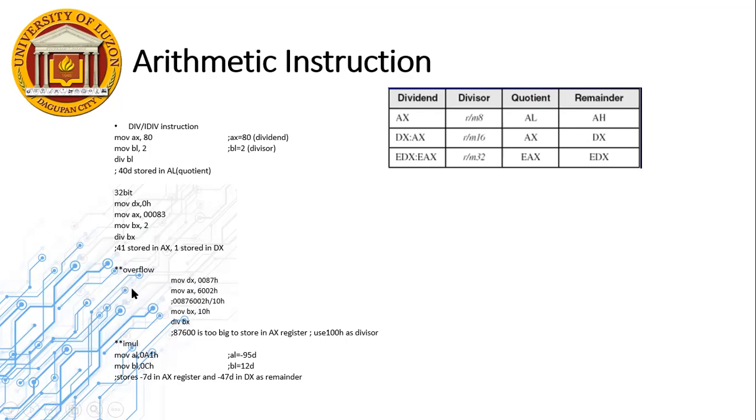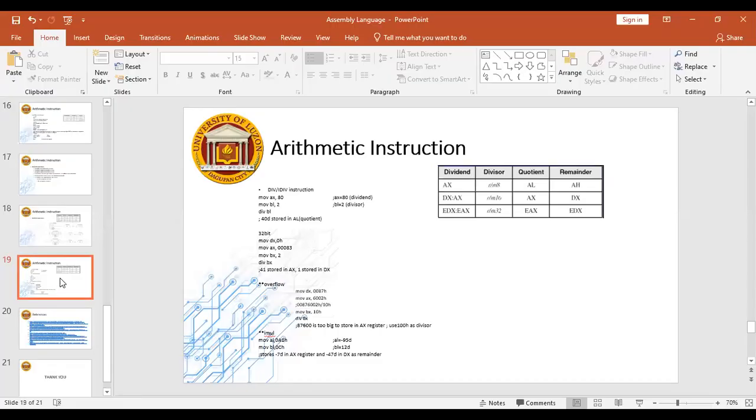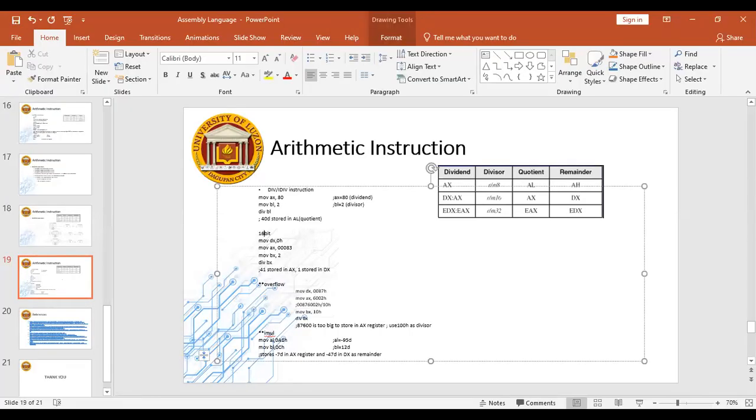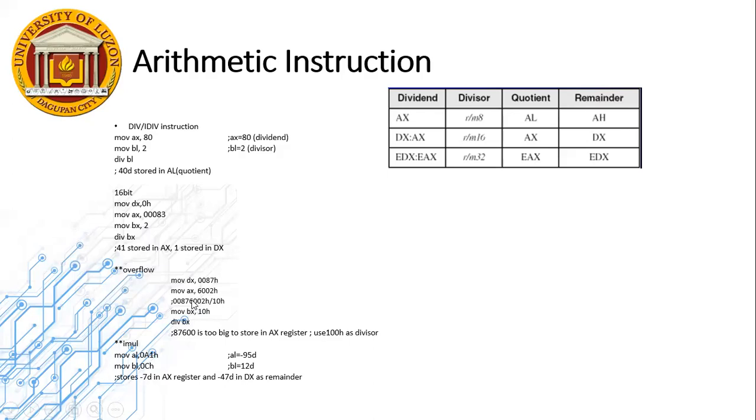Okay. So this is not a 32-bit. Just a sec. Let me just change. This is a 16-bit example because we have used DX and AX registry. So our overflow example will be 16-bit as well.